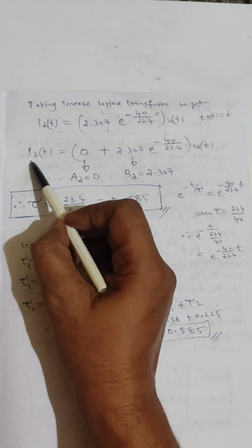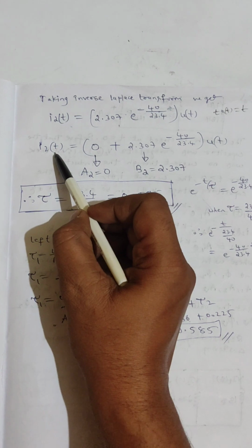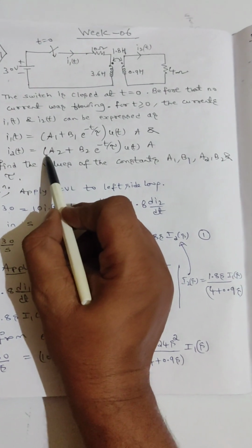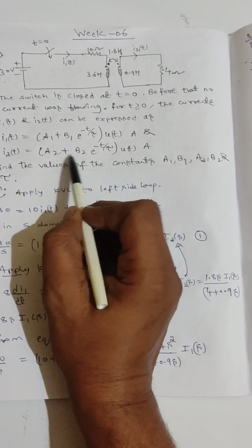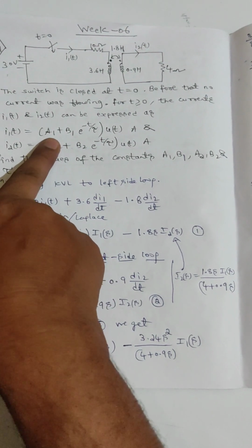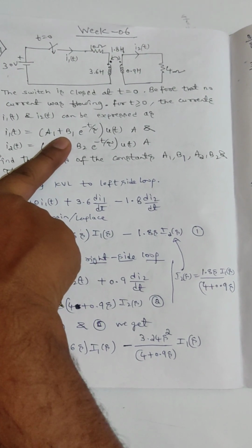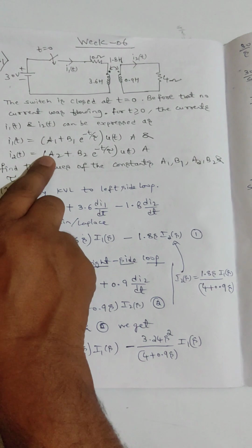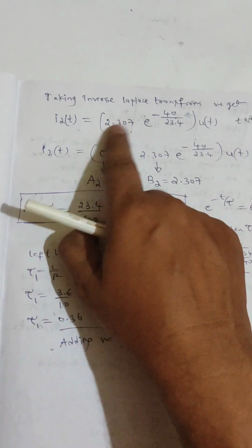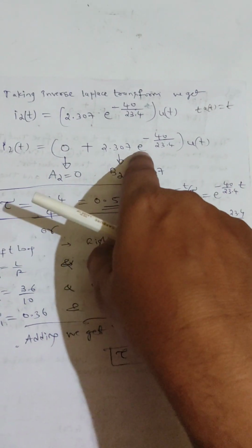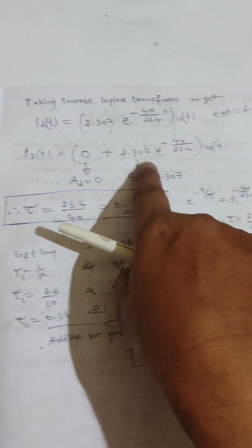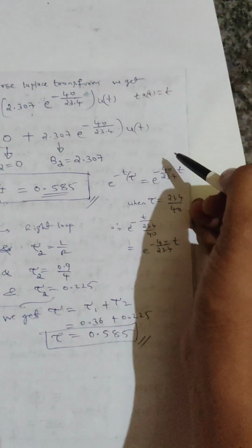So i2(t) can be represented as, see, we got an expression like this. What is given in the question? A2 plus B2 e power minus t by tau. What we got in the solution? A2 is not there in the final solution. We have only B2 times an exponential term. Therefore we can write it as 0 plus 2.307 e power minus 40 by 23.4 t. A2 is 0 and what is the value of B2? 2.307.